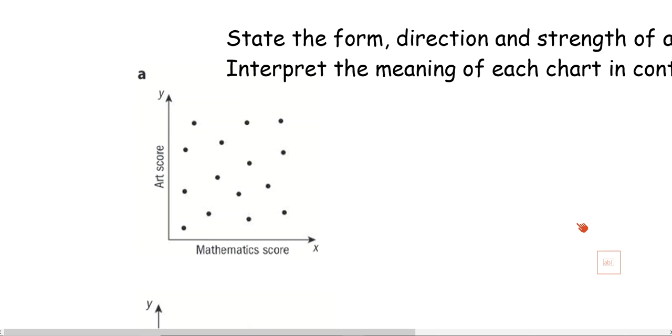So let's have a look at this scatter plot. What does it mean to you, just looking at it? Great. It shows me there's no correlation between students' grades in math and their grades in art.